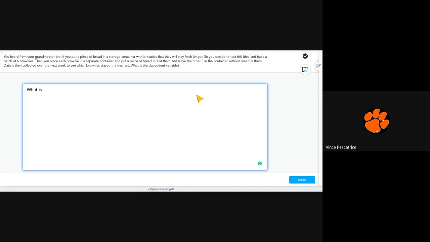So what is changing based on if the brownies have bread in them or not? What are we going to measure? So what are we measuring or looking for change in?